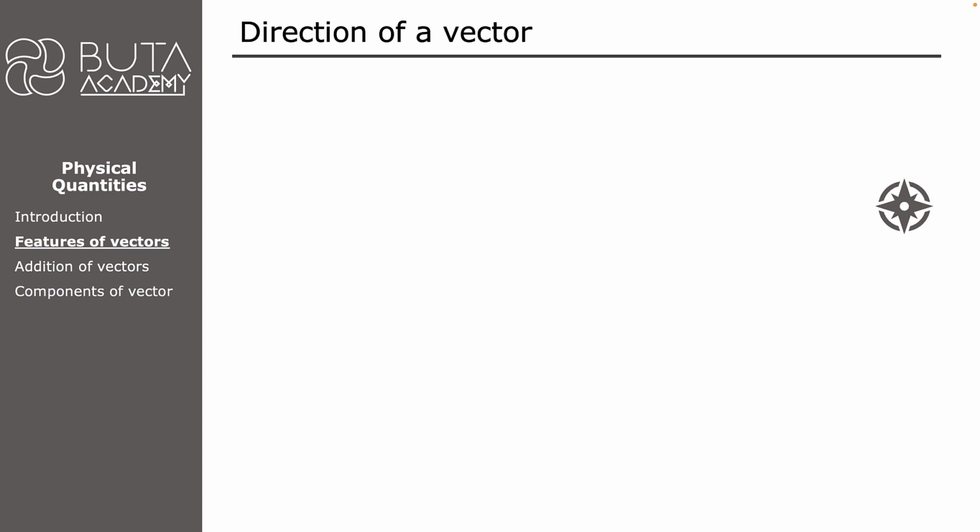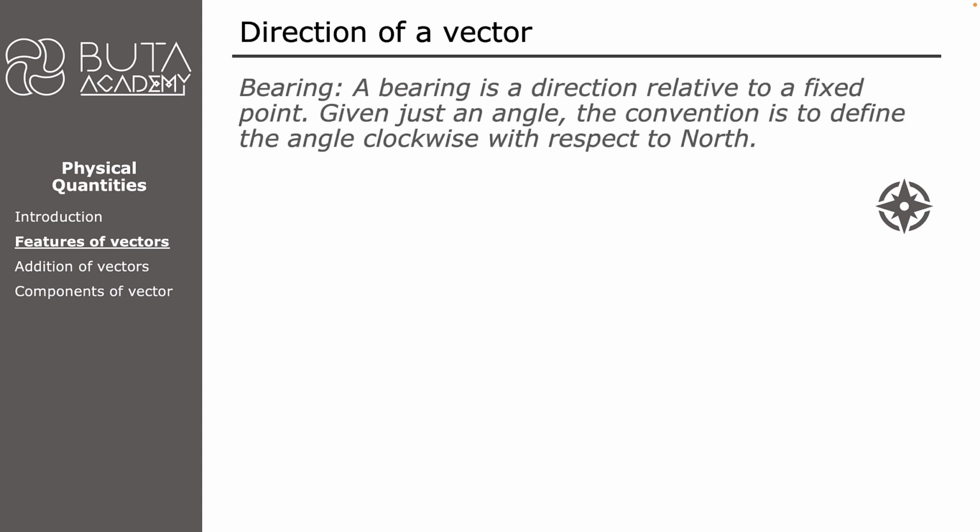Third method of representing a direction is bearing. A bearing is a direction relative to a fixed point. Given just an angle, the convention is to define the angle clockwise with respect to north. Let's see some examples. To draw a vector of bearing 62 degrees, we measure 62 degrees from the north and then draw the vector itself.